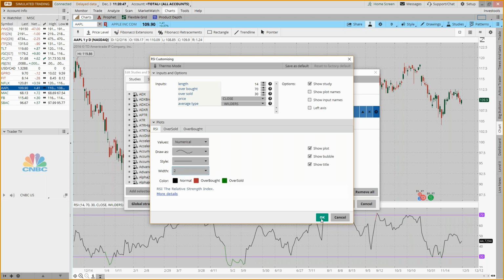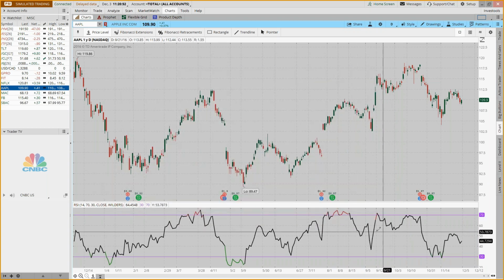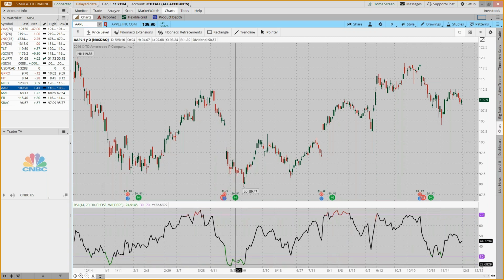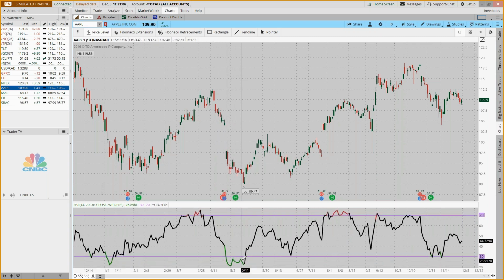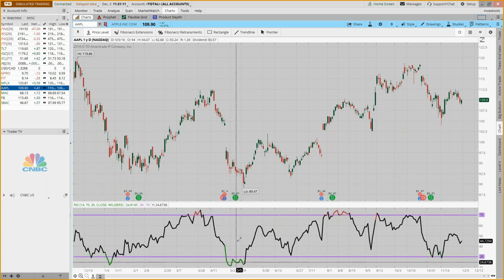Yeah, the RSI, okay. So, if it moves above this 70 line, see this purple line at 70? That means it's overbought. And you should see a pullback soon because it's gone too far. If it moves below the 30 line, that means it's oversold, and you should see a bounce back at some point because it's gone too far to the downside.